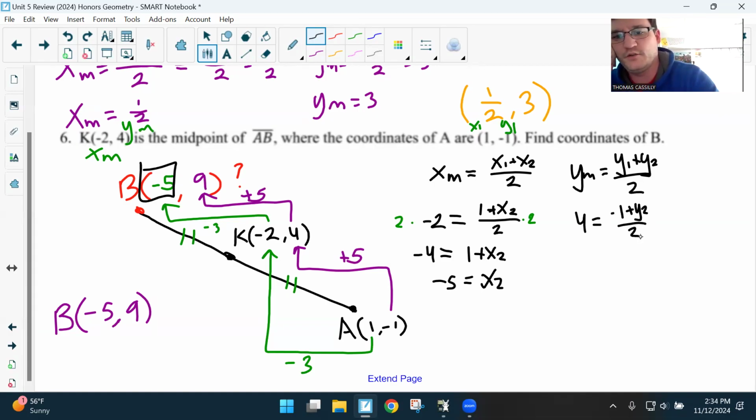Multiply both sides by 2. I'm going to skip that step. So we got 8 equals -1 plus y2. Therefore, y2 equals 9, which again is what we got right there.